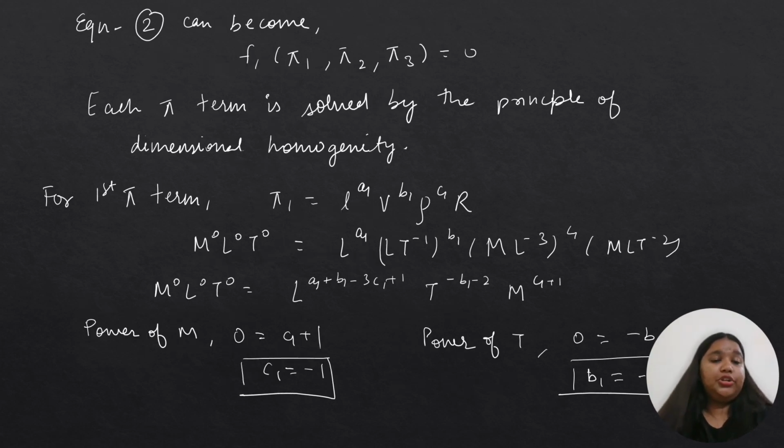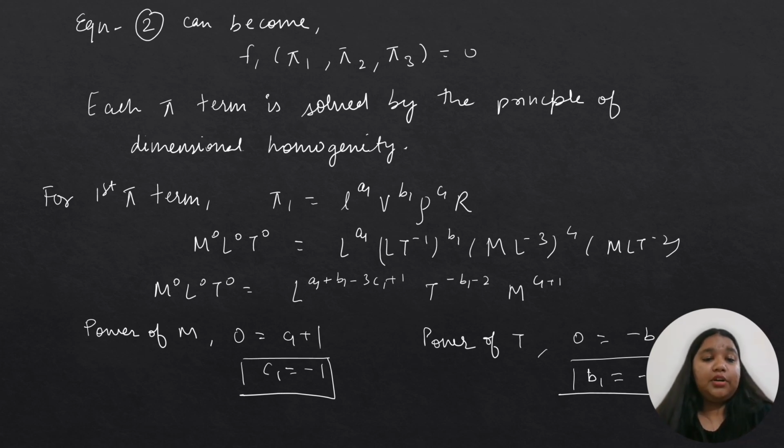So now equation 2, which was f1 of (R, L, V, mu, rho, K) equal to 0, becomes f1 of (pi1, pi2, pi3). It will change according to the question. If we have 4 pi terms, we will write f1 of (pi1, pi2, pi3, pi4) equal to 0, and like that. So each pi term is solved by the principle of dimensional homogeneity.